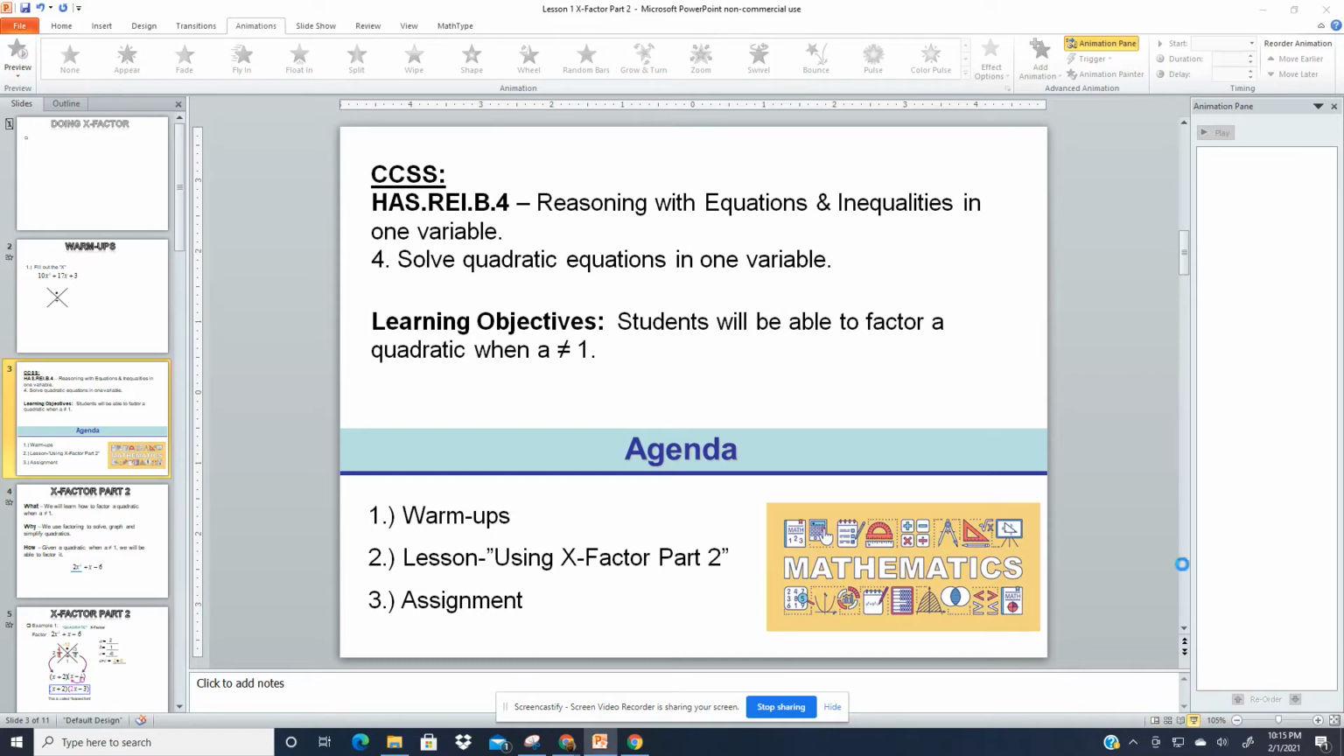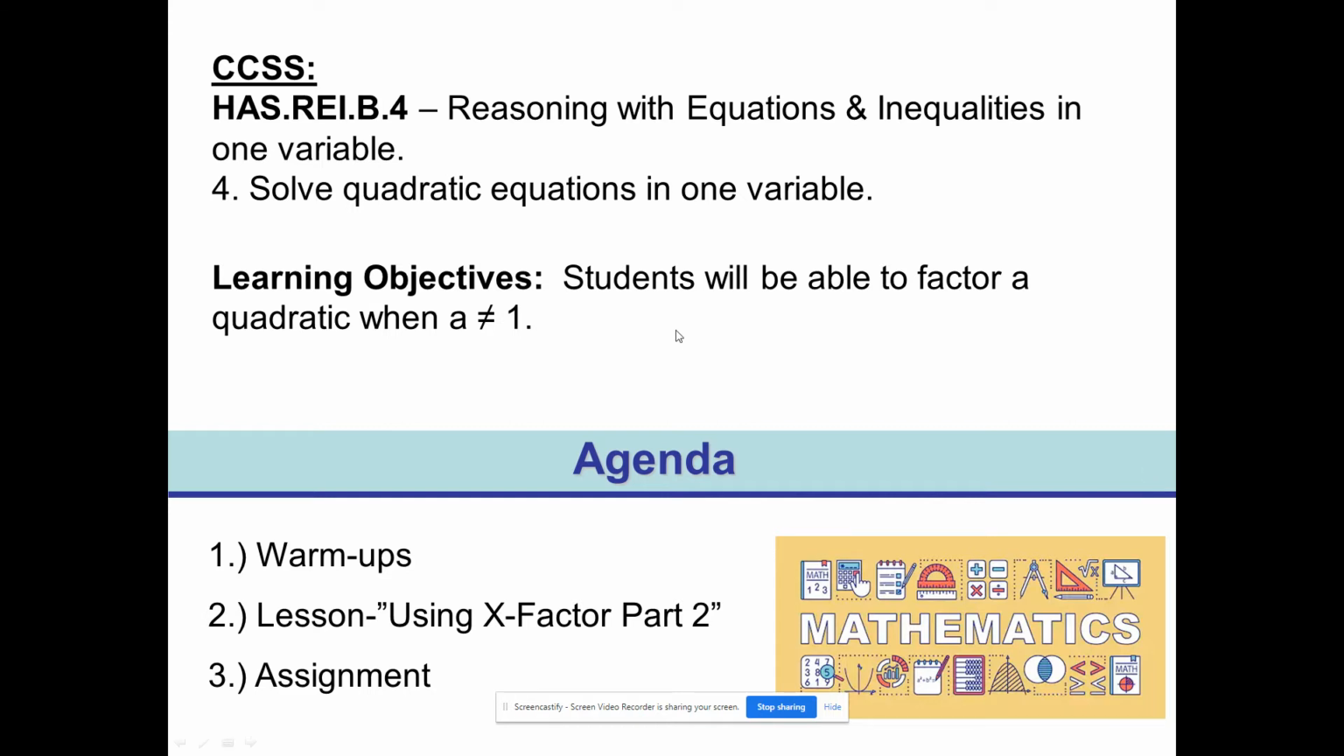Today we are going to be looking at factoring our quadratics, but the difference is it's when a does not equal 1. So students will be able to factor a quadratic when a does not equal 1. I'm calling it using X factor part 2. Okay, 7-5 is done, so we're starting 7-6.